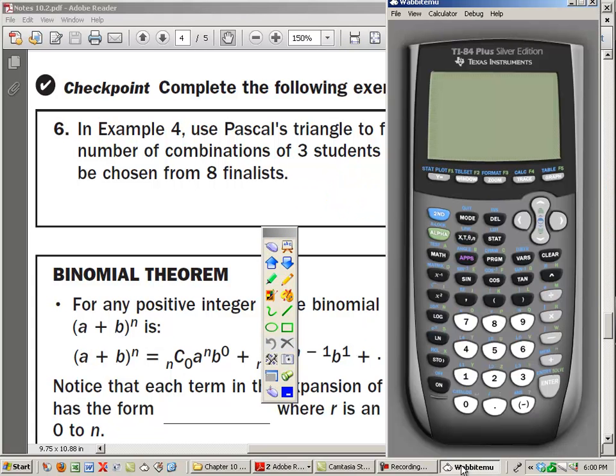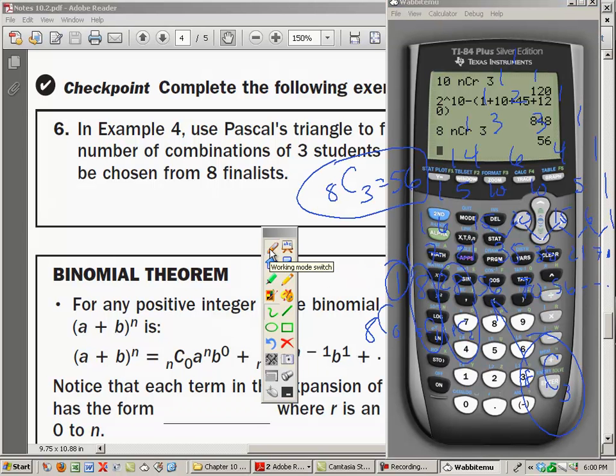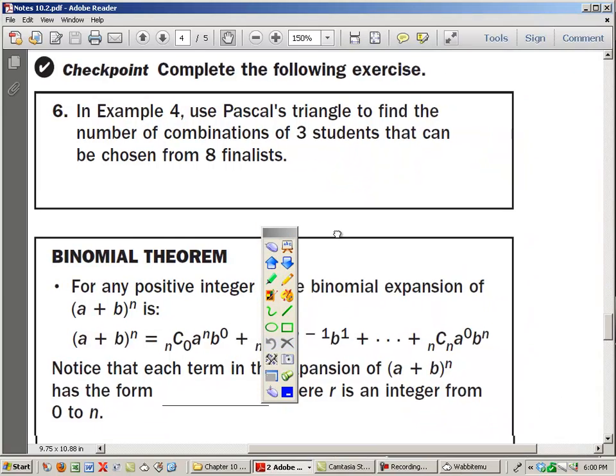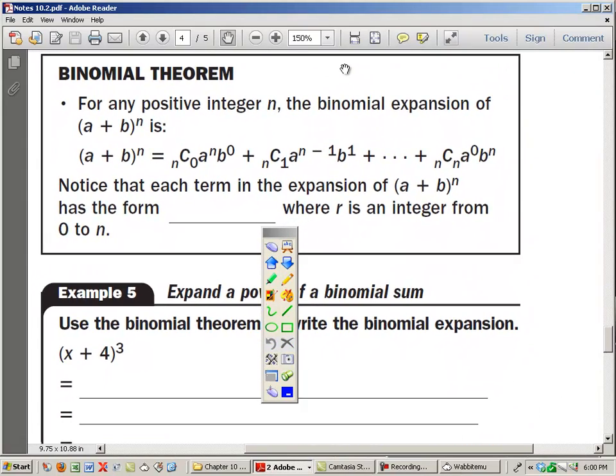Is it a bad idea to check? No, not really. We'll go 8, math, change this to nCr, and there are 56 ways to choose 3 objects from 8, which is what we came up with. Okay? All right, so that's kind of how everything ties together. Now let's take a look at this idea of the binomial theorem.